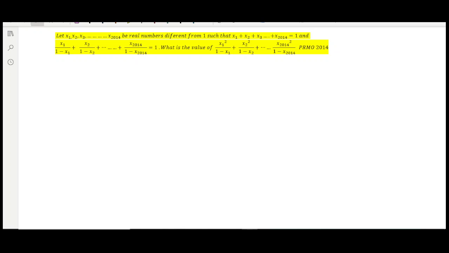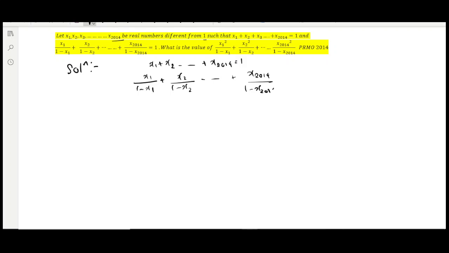Hello students, today we are going to take this example of PRMO 2014 where x1, x2, x3 up to x2014 are real numbers different from 1. They can be positive or negative, and their sum is given as 1. One more thing is given here, that x1 upon 1 minus x1 plus x2 upon 1 minus x2 up to x2014 upon 1 minus x2014 is equal to 1, and we have to find this value.